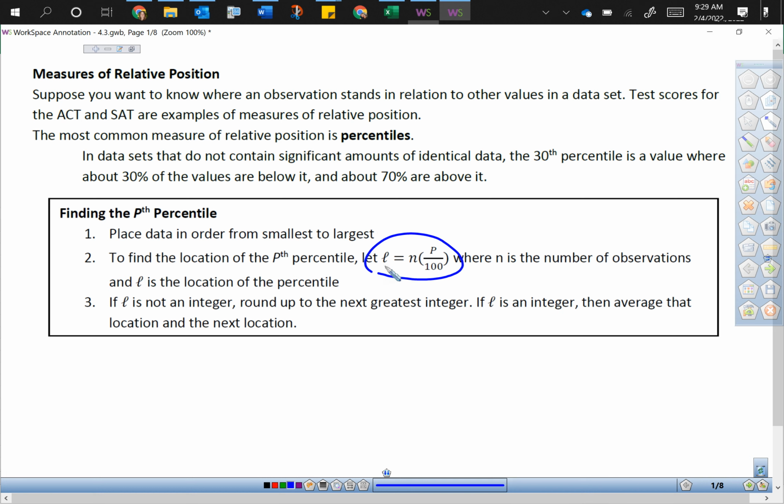Then you're going to use this formula. It says let L equal N times P over 100, where N is the number of observations and L is the location of the percentile. If L is not an integer, you need to round up to the next greatest integer. So if you get back a number like 1.4, you're going to round it up to 2. If L is an integer, then you're going to average that location and the next location, okay?